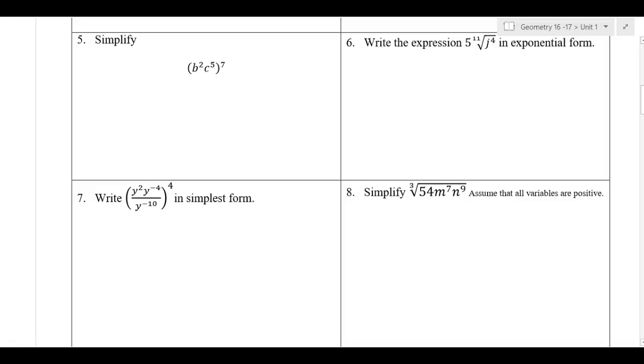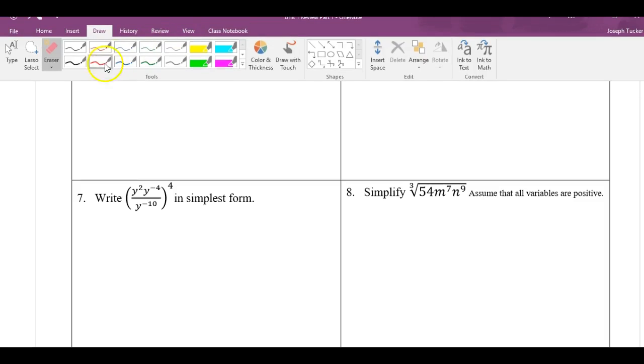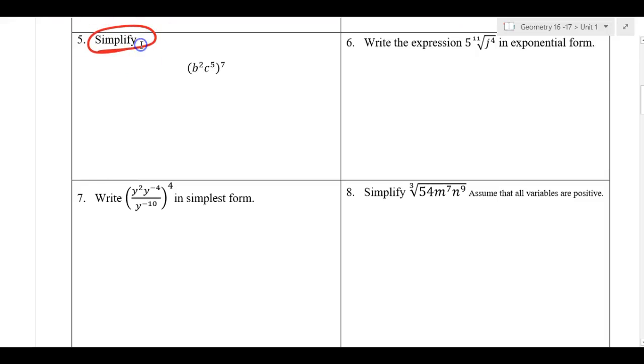So for problem number 5, if you've been watching other videos, it's similar to what we've done before in the previous problems. Again, my directions are to simplify. Again, similar to how 3 and 4 are, all my exponents are positive whole numbers, so I don't have to rewrite in the denominator, and I don't have to rewrite as a radical.